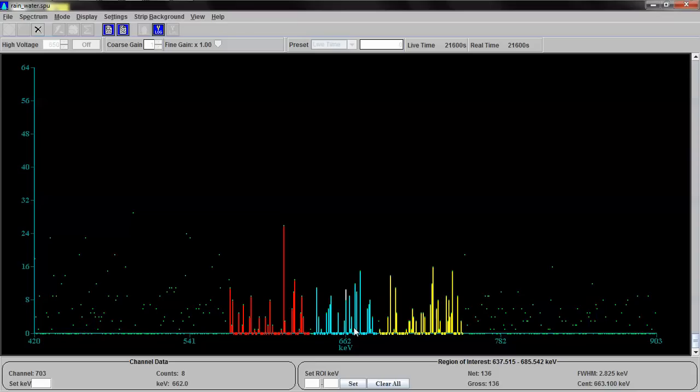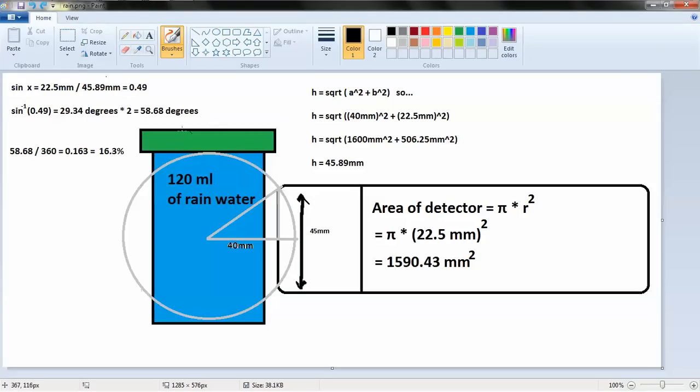But to give you an idea of how I would calculate it, I did a little bit of stuff for you. The detector's area is 1,590.43 millimeters squared. You see how I got that? Pi times radius squared, the radius of my detector. And this is a drawing of my detector, sort of. The drawing's not to scale, but the actual measurements are, of course.